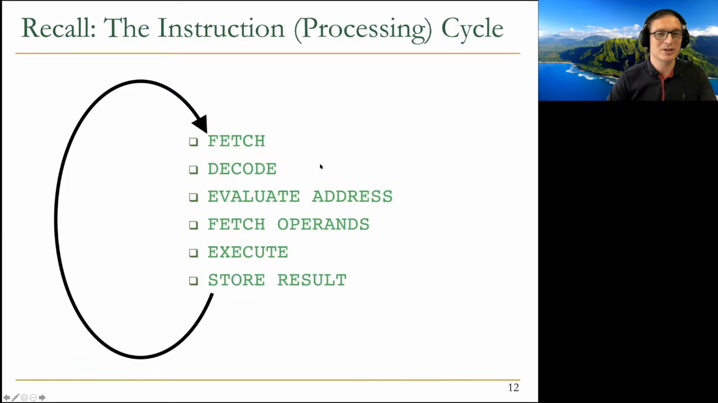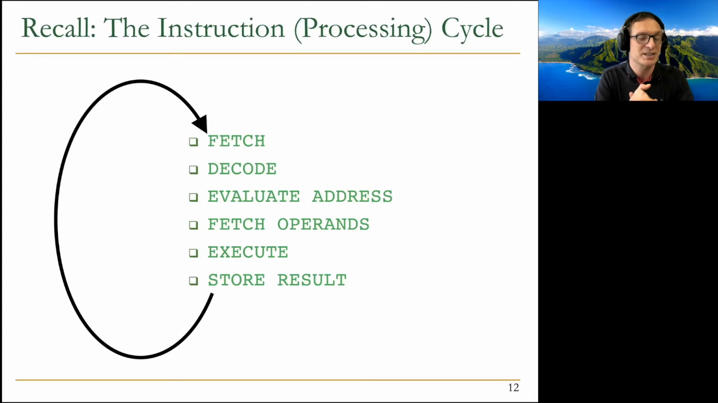Also recall the instruction processing cycle. Remember that we said instruction processing happens in phases, and there are 6 phases: fetch, decode, evaluate address, fetch operands, execute, store result. You do all of this for one instruction, and then you fetch the next instruction. And then you do all of this for the next instruction, and so on. Basically, you keep doing this. Remember that this has nothing to do with clock cycles. This entire instruction processing cycle can take multiple machine clock cycles, or it can take a single machine clock cycle.